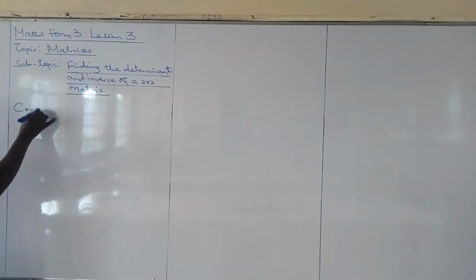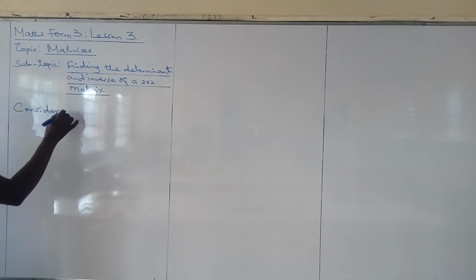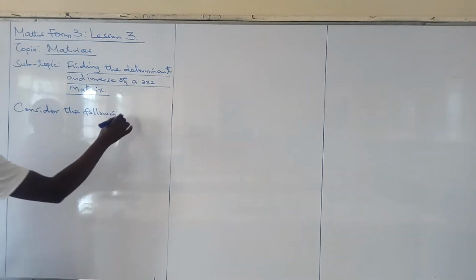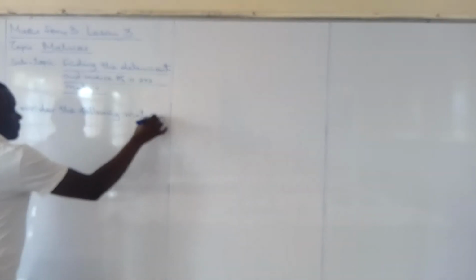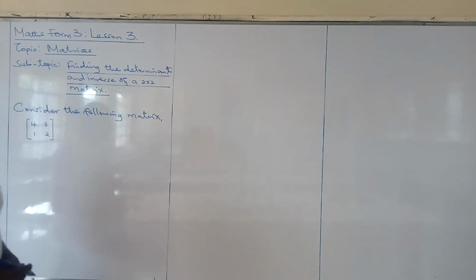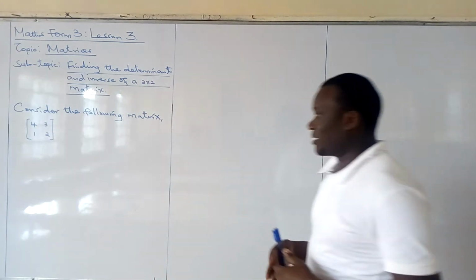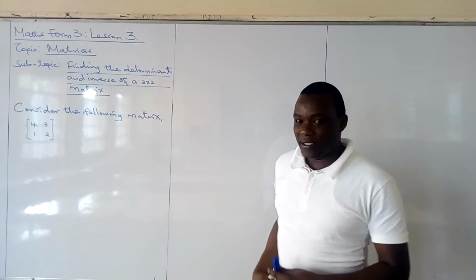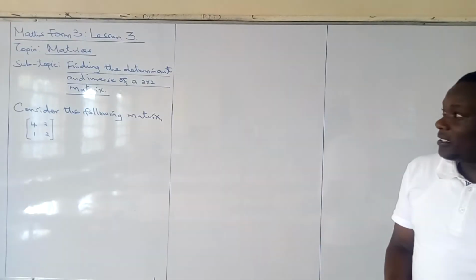So I will start by saying consider the following matrix. So the matrix, we can say we have 4, we have 2, we have 1, we have 3. So let that one be our matrix that we are going to obtain its determinant and even the inverse.